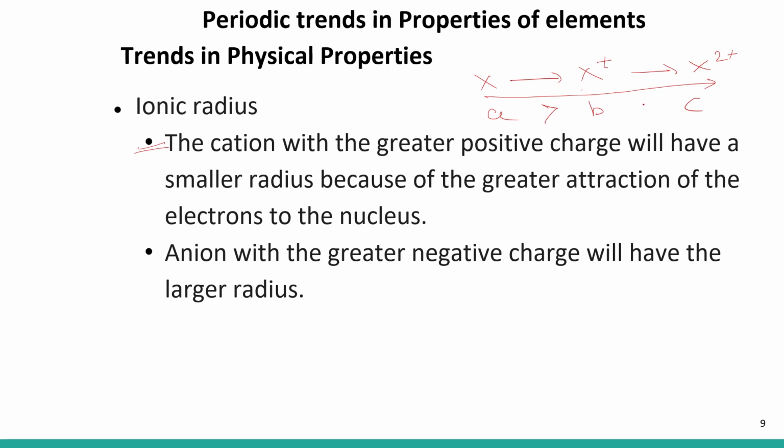So A will be the largest, B will be larger than C, and C will be the smallest one. Similarly, for the anion, if we have three elements X, X minus, X2 minus, whose radii are A, B and C, then C will have the greatest radius, B will be smaller than C, and A will be the smallest one. The reason is quite simple: because we are adding one electron, there is reduced effective nuclear charge and increased repulsion among the electrons.